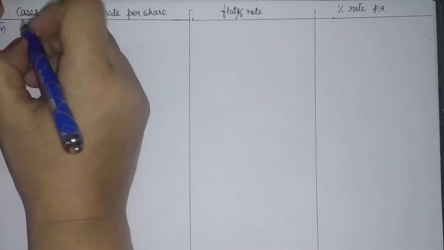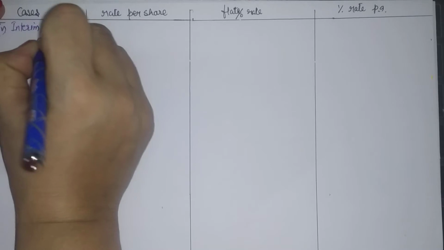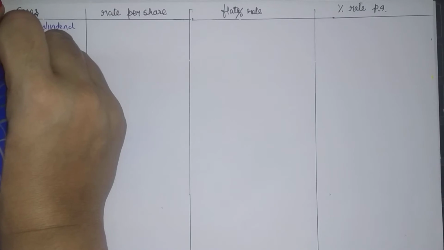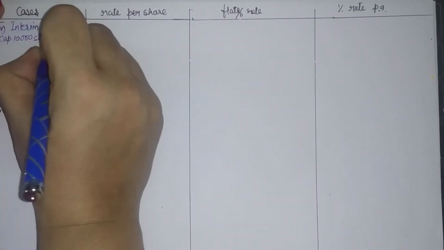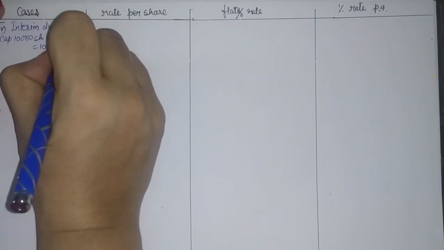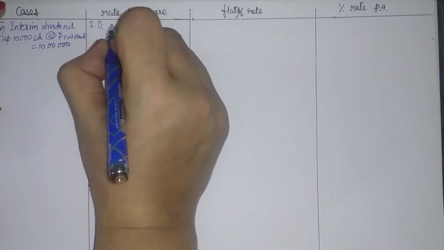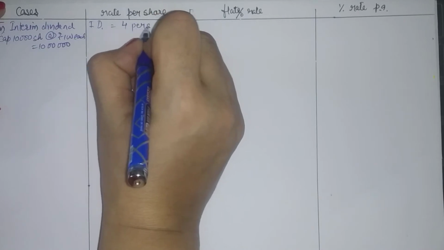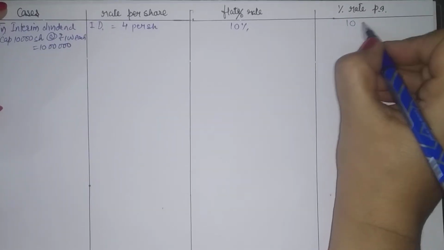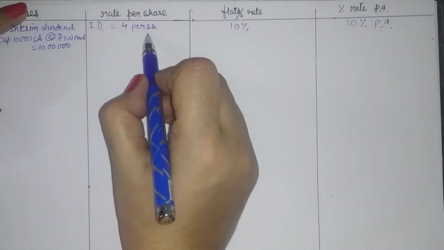Now let us say we are working for interim dividend. We are still continuing with the same example, that is capital is 10,000 shares of 100 rupees each. That means your capital is 10 lakh rupees. Now suppose the company gives interim dividend at the rate of 4 rupees per share, or here in this case say 10% per annum. Now interim dividend is 4 rupees per share.